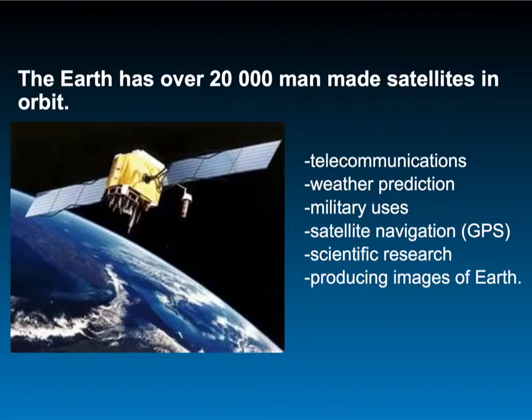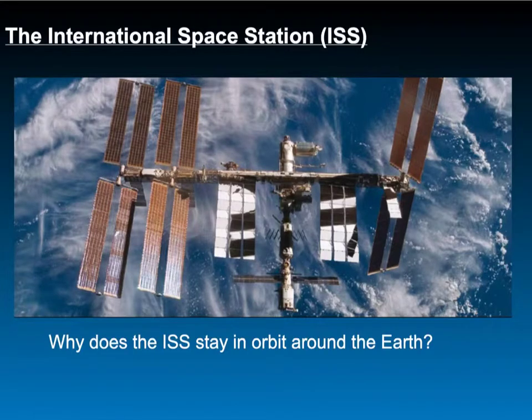These satellites have got a variety of different uses. They can be used for telecommunications, weather prediction, military uses, satellite navigation or your GPS, scientific research and producing images of the Earth. This is the International Space Station. It's an example of a larger artificial satellite. If you look up at the night sky, you can sometimes see it passing through overhead. Its main use is for scientific research, but why does it stay in orbit around the Earth?